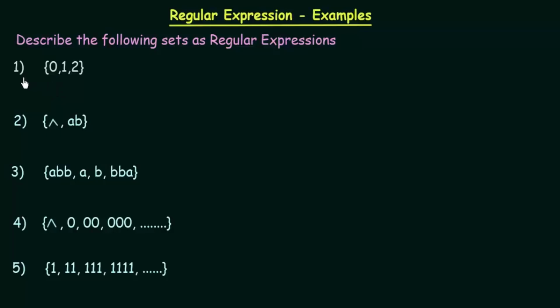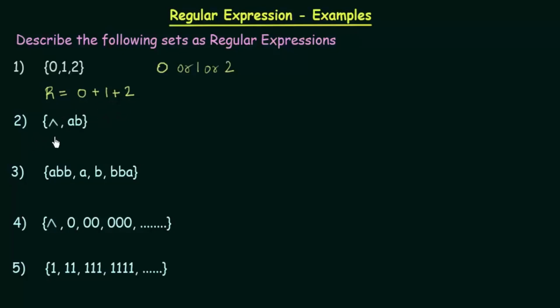Alright, so let's see the first one. The first one is a set containing the symbols 0, 1 and 2. That means it could contain 0 or 1 or 2. These are the things that can be contained in this set. In the form of a regular expression, it can be written like this. Let's say the regular expression is R equal to 0 + 1 + 2. This plus symbol is used to denote or. So, 0 or 1 or 2. These are the things that can be contained in this set, and this is the regular expression used to denote it. So, it was simple.